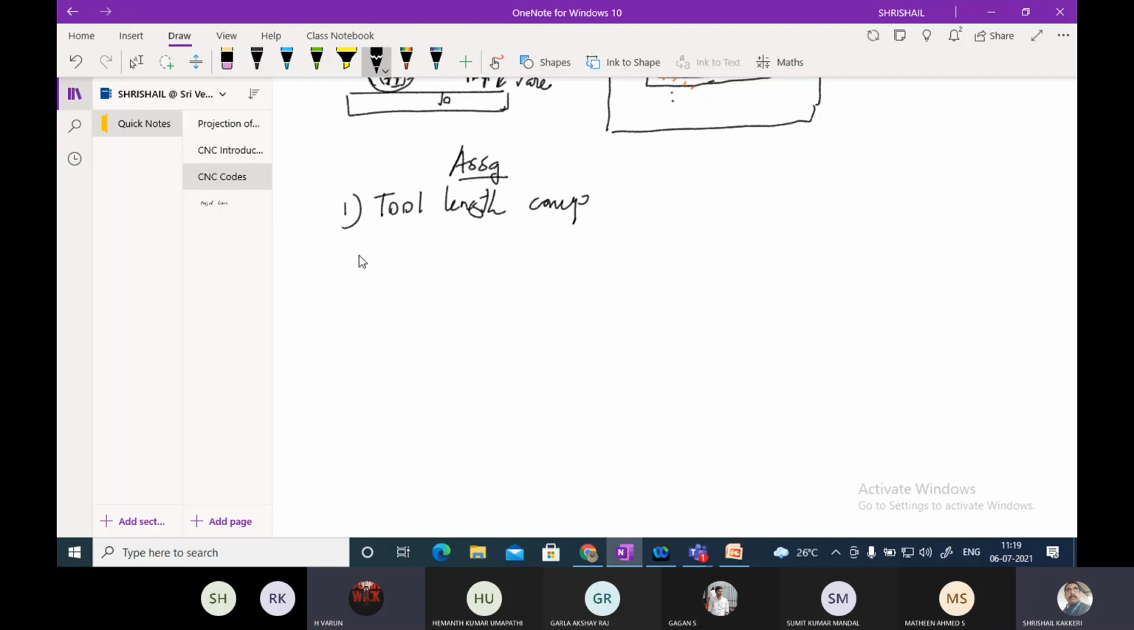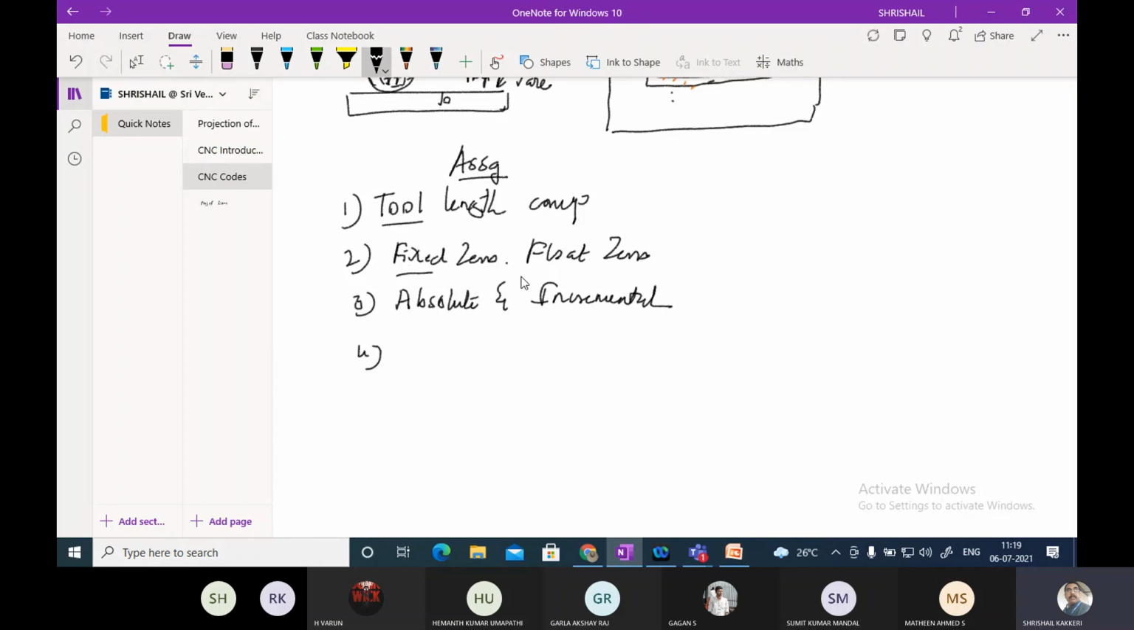Two length compensation, fixed zero, floating zero, absolute and incremental. And the next one, tool length compensation over, and fixed zero, floating zero, and NC motions.